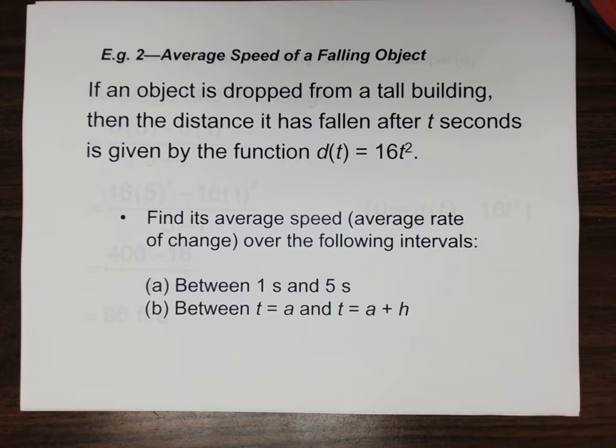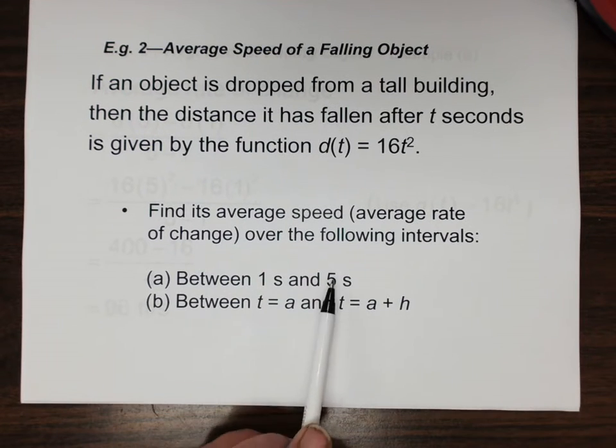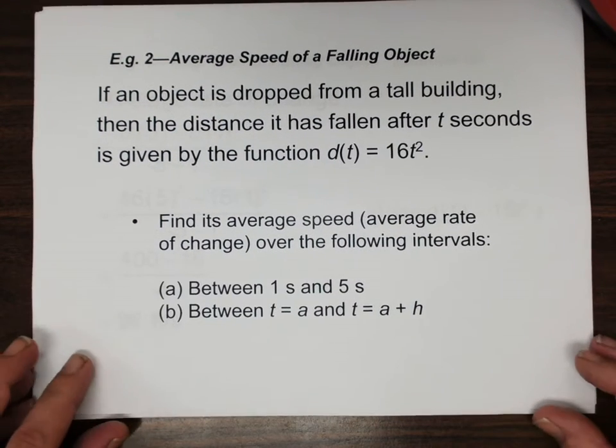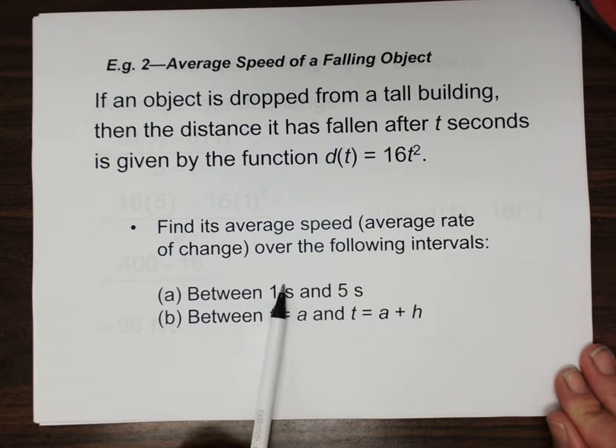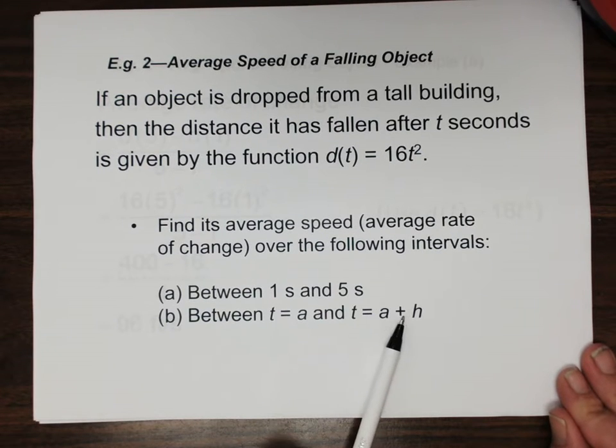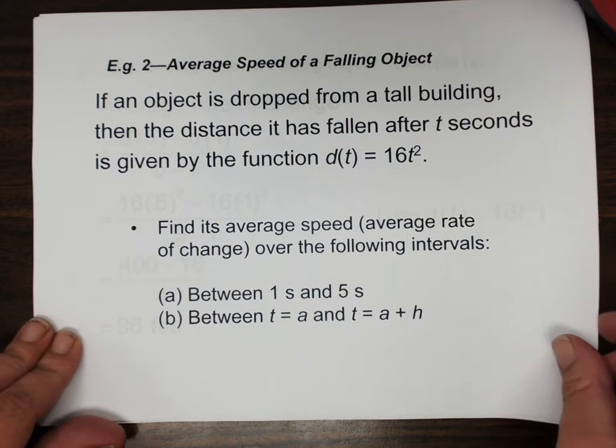To find its average speed, or average rate of change, over the following intervals, we're going to calculate between 1 second and 5 seconds. But then b here is the one that's going to get a little bit different. We're going to compute, rather than a numeric value, a variable value, and then a double variable value, right? a plus h is our second t value. And this is actually a pretty special setup that we've got going here. So we're going to look at that much more deeply.